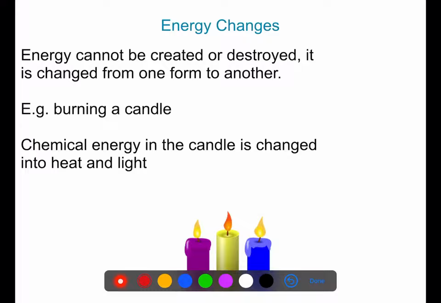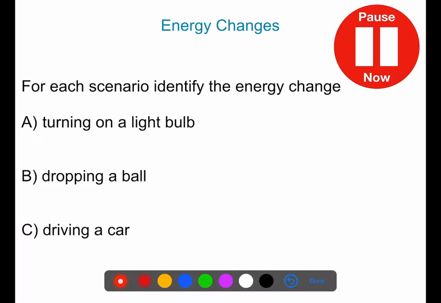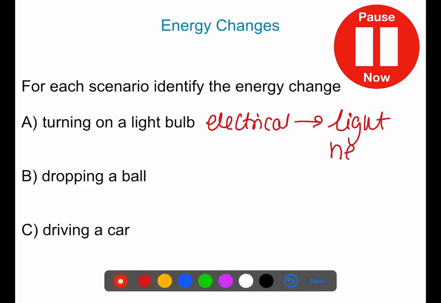For example, when you burn a candle, you turn the chemical energy in the wax into heat and light. Pause the video and try to identify the energy changes in each scenario. For the first scenario, when you're turning on a light bulb, you're turning electrical energy into light energy. There may also be some heat energy produced.